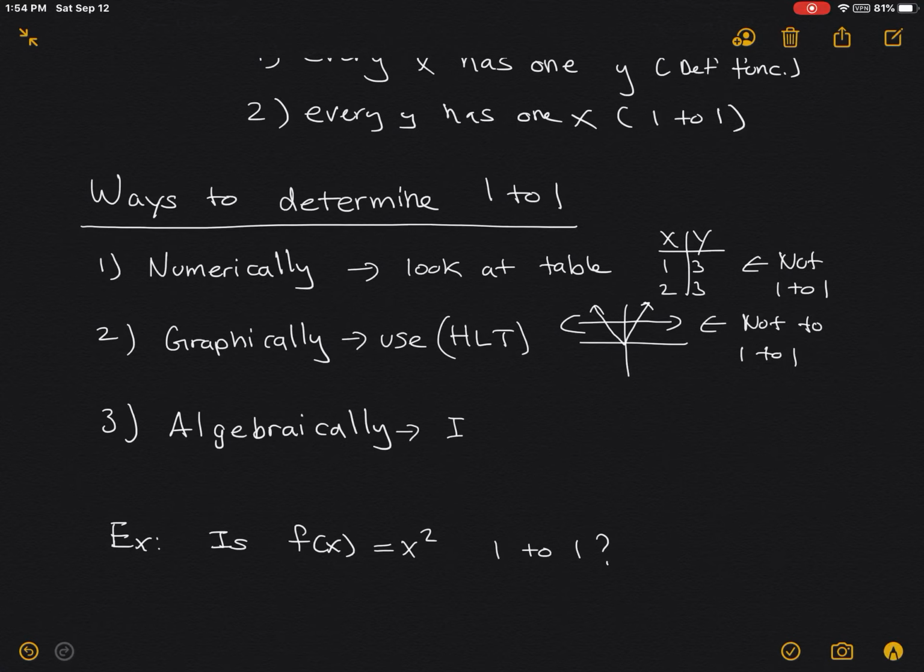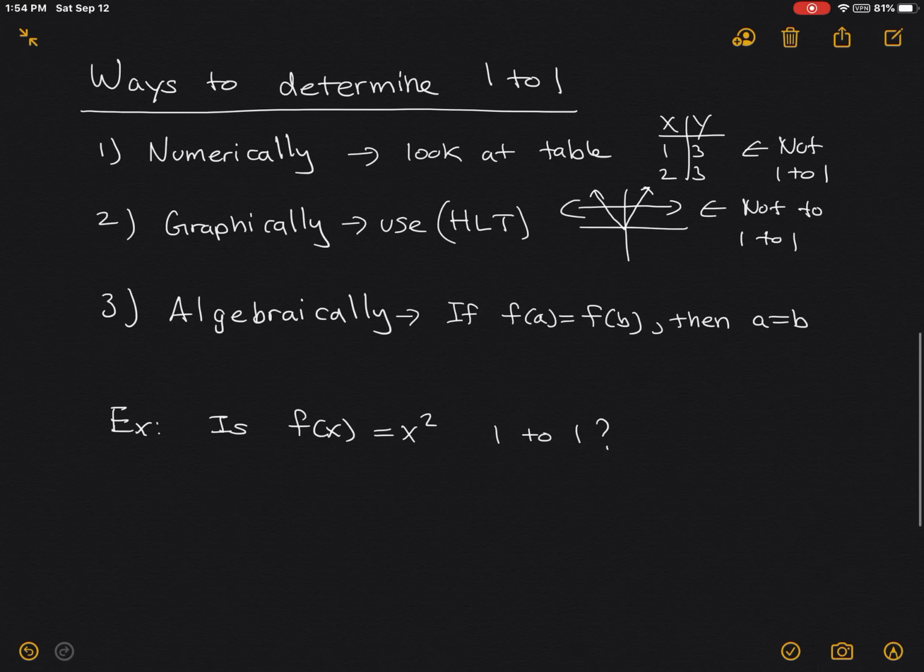Okay, and algebraically, this part might be new here. If f of a is somehow equal to f of b, right? 2 y values equal each other. This implies that the x value has to be the same. Okay, if f of a is equal to f of b, then a has to equal b, because remember, each y value can only have one x value, right?